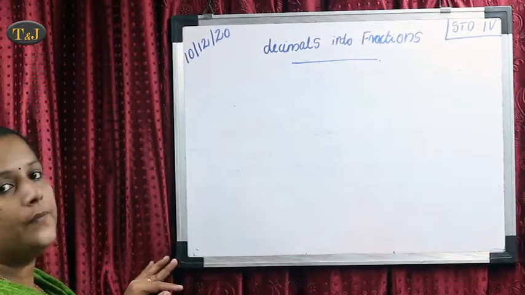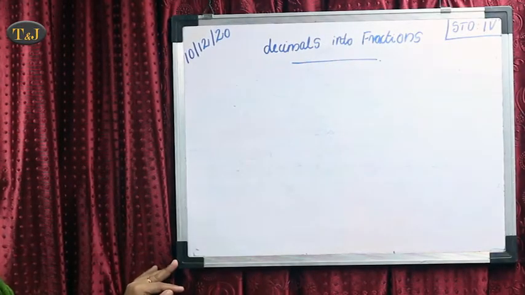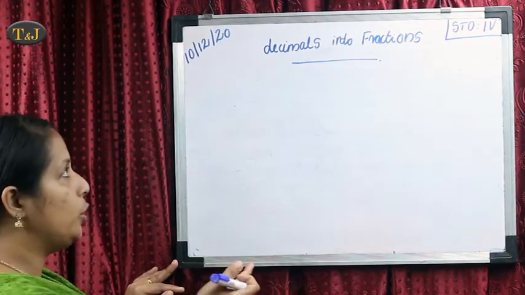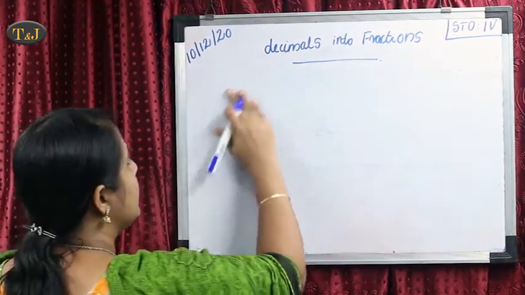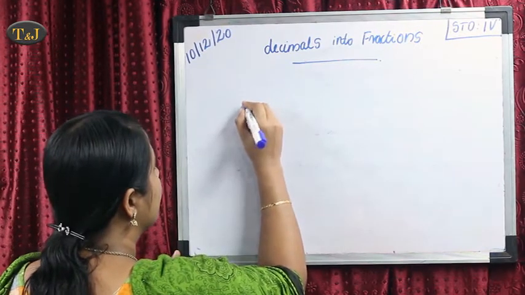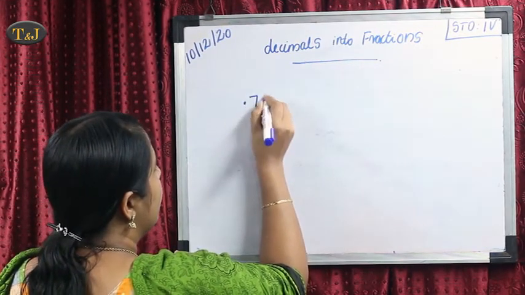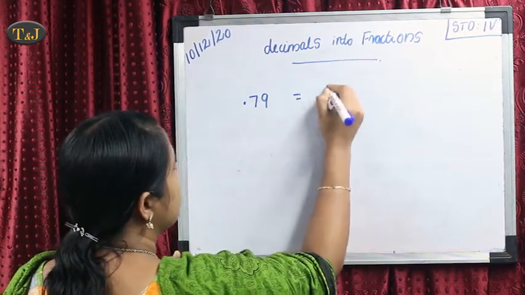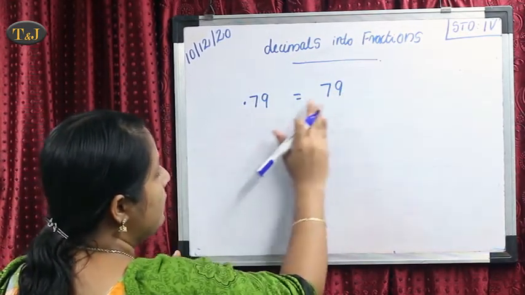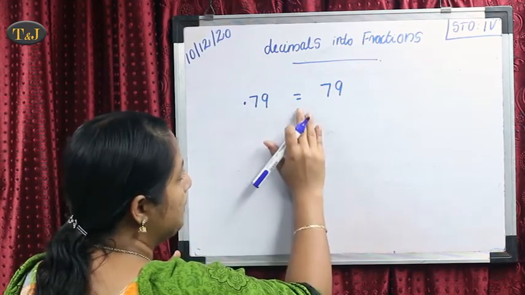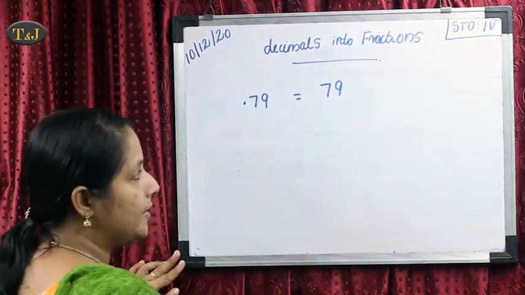Okay, then our next heading is converting decimals into fractions. In the previous problems we studied how to convert fractions into decimals. Here we are going to study how we convert decimals into fractions. Our first example, take the number 0.79. First we write the number without the point. Then write the number 79.